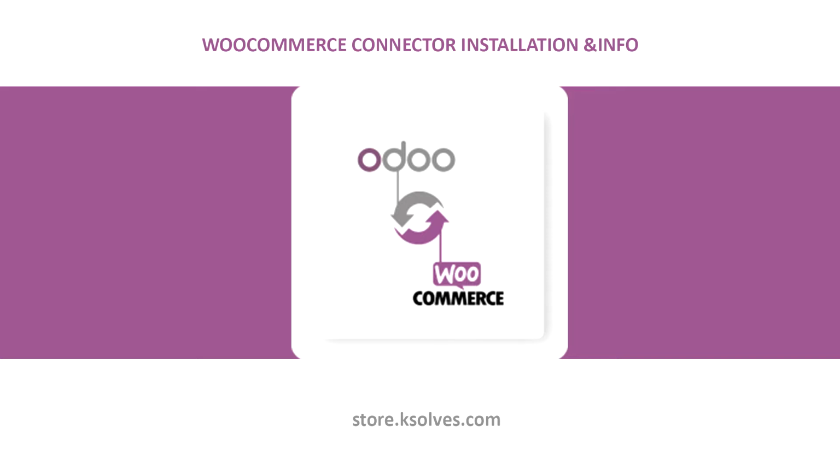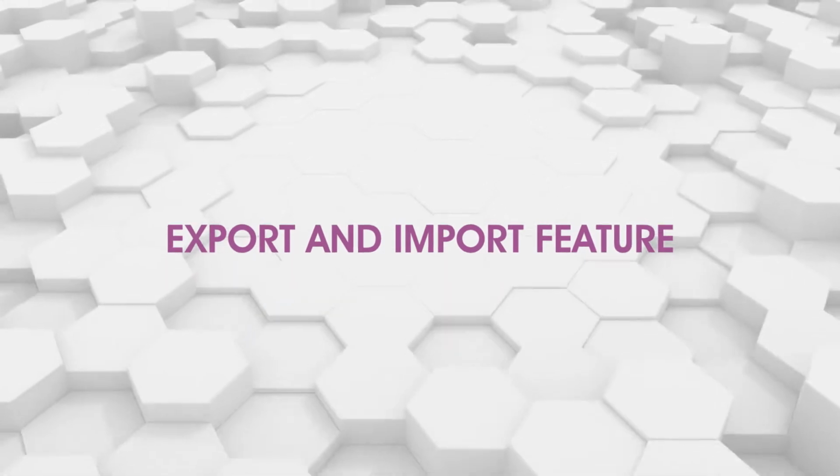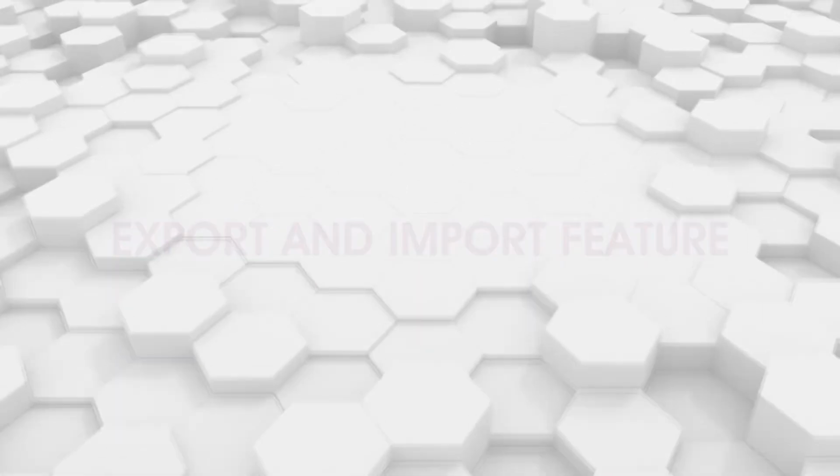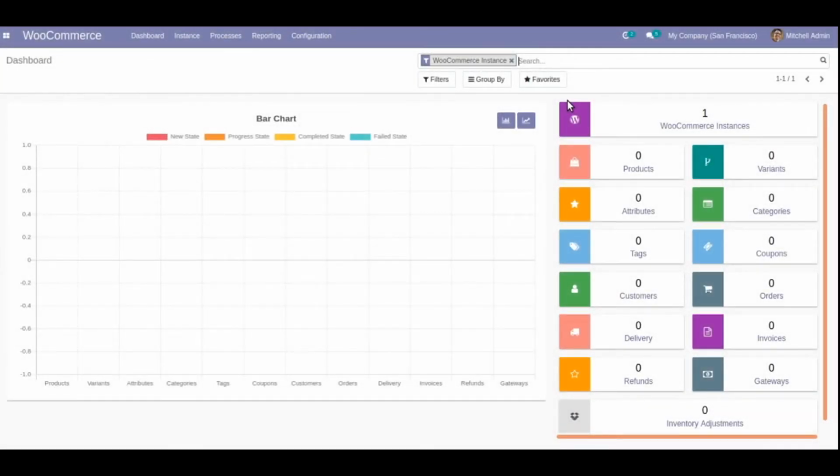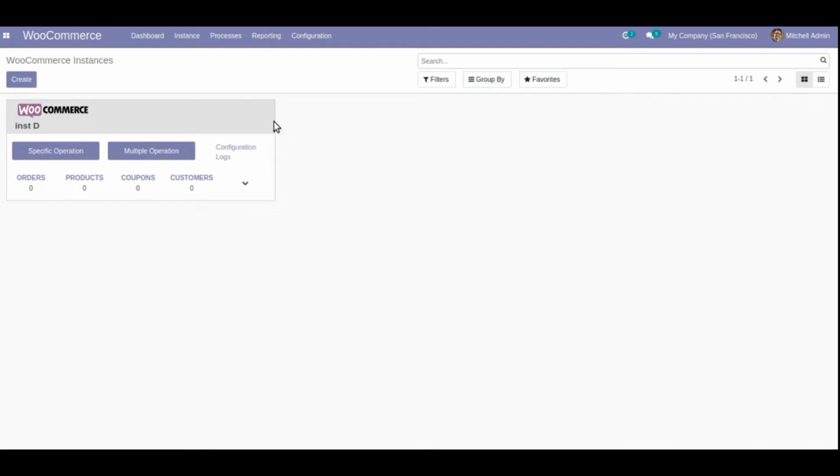We will see all the fundamental features of the WooCommerce Connector. As we have seen so far how to create an instance and how to activate it, now we will move on to the export and import feature of WooCommerce. To find the import feature in WooCommerce, first we need to click on the instance tab here and we will see the instance configuration.